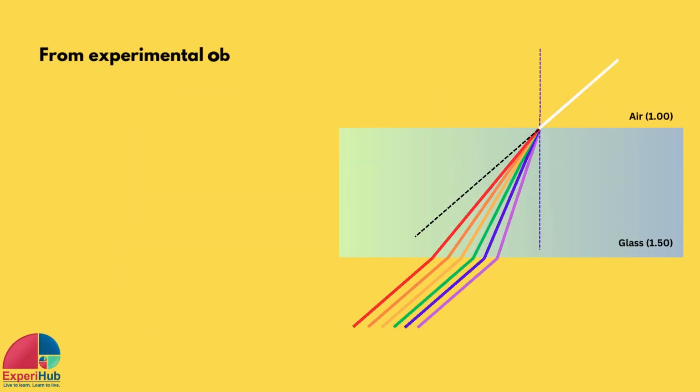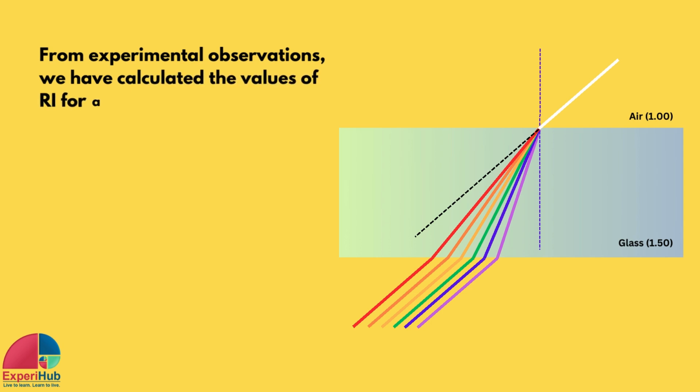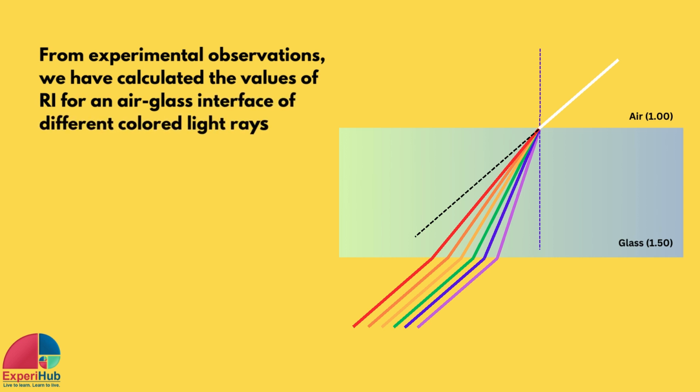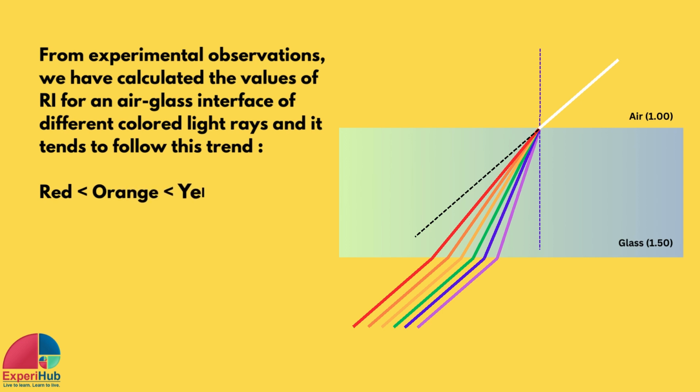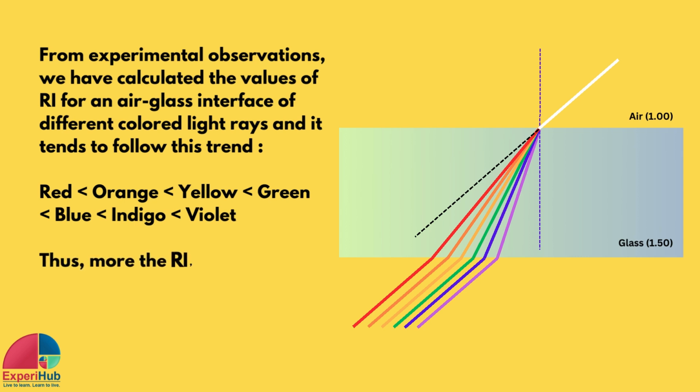Now coming to a particular pair of media, we see how Snell's law works for light rays of different colors. From experimental observations, we have calculated the values of refractive index for an air-glass interface of different colored light rays, and it tends to follow this trend with red light having the lowest refractive index and violet light having the highest refractive index. Thus, more the refractive index, more is the bending of light ray, as can be clearly seen from the diagram shown.